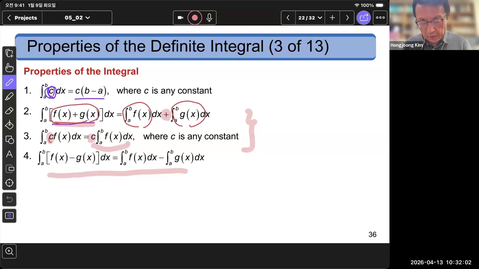When you multiply any number to a function, you can pre-multiply that number before the integration, or you can multiply that number after you calculate the definite integral. The subtraction is the same. You can consider the subtraction before the integration, or after the integration of each function. So those are the properties of the integral.